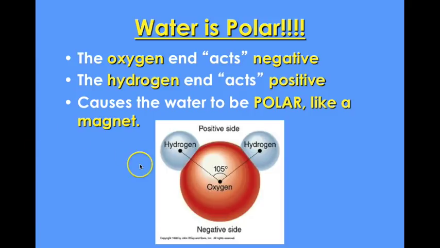Here you can see on the illustration that we have 2 hydrogen atoms that act positive, and we have a large oxygen atom, and so therefore we have a negative side. So we have a positive and a negative side, so just like a magnet.